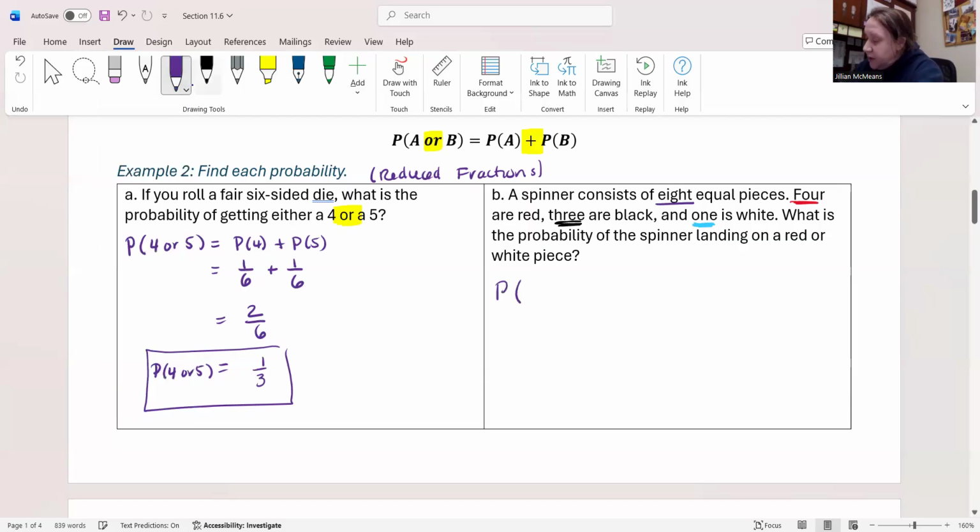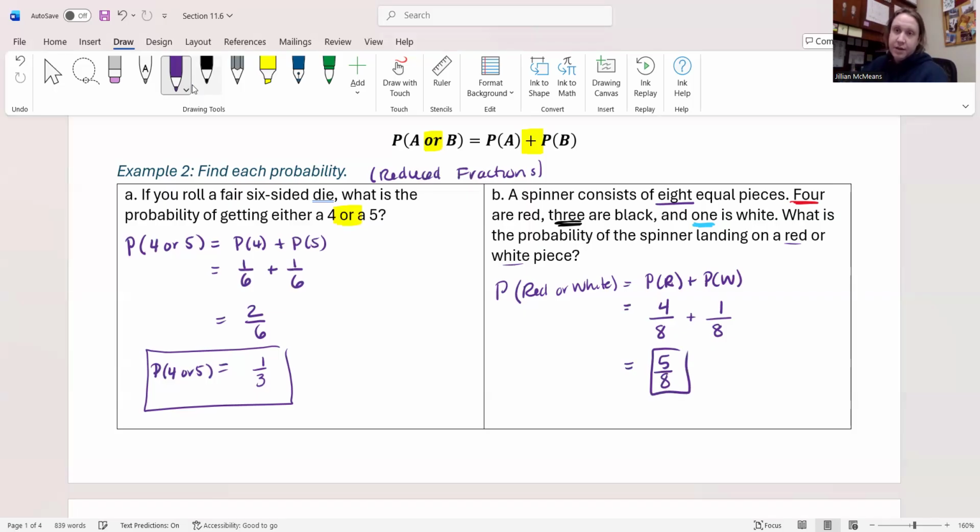So we want the probability of landing on red or white. That would be the probability of landing on red plus the probability of landing on white. We have 8 equal size pieces for this spinner, so the sample size is 8. There are 4 red pieces on this spinner, and then there is 1 white piece. So the probability of red or white is 4/8 plus 1/8, or 5/8. And that would be your final answer.